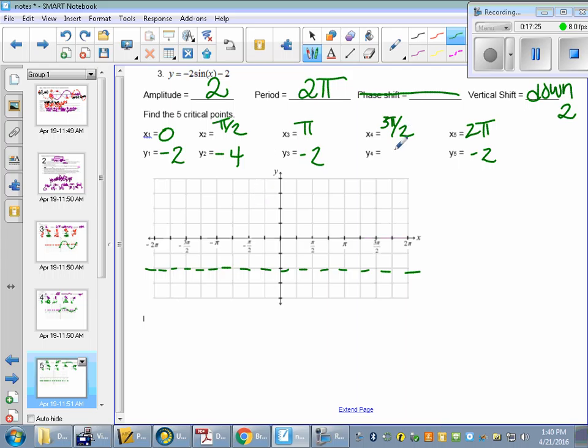And the maximum is going to be 2 above our midline. If our midline's at negative 2, the maximum is going to be located at 0. So 0, negative 2 is the first point. Pi over 2, negative 4. Pi, negative 2. 3 pi over 2, 0. And 2 pi, negative 2.